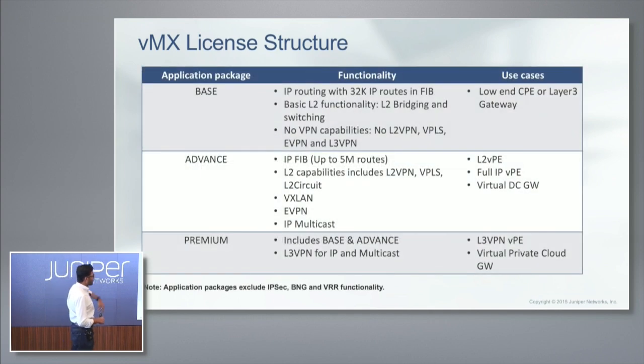So the way the application packages are divvied up: Base provides very basic IP functionality. If you need a small FIB, basic IP functionality, and some layer 2 functionality, this works really well. It's the lowest tier. Advanced gives you a full internet routing table plus more L2 functionality, things like VPLS, VXLAN, EVPN, and IP multicast. And then Premium gives you layer 3 VPN. All these tiers are additive, right? So you buy Advanced, you get Base. You buy Premium, you get Base and Advanced.